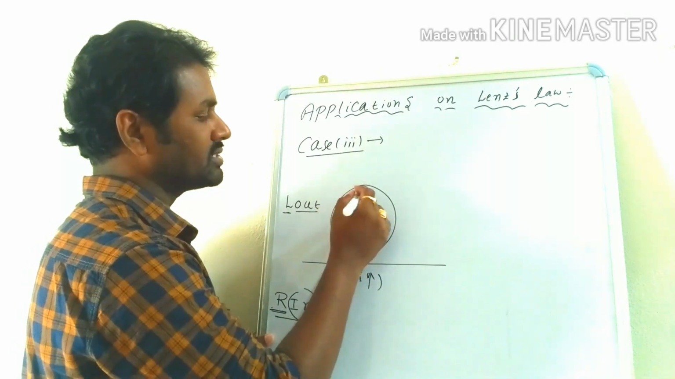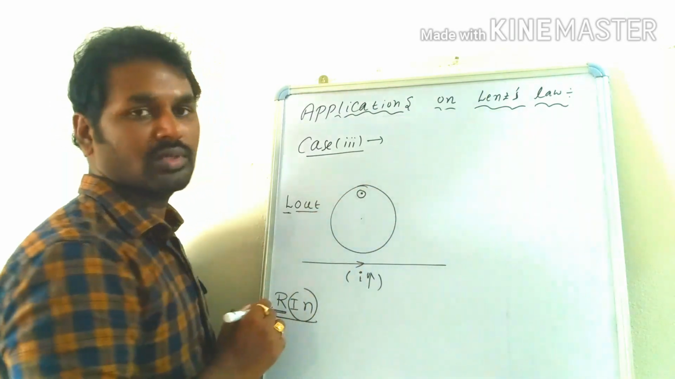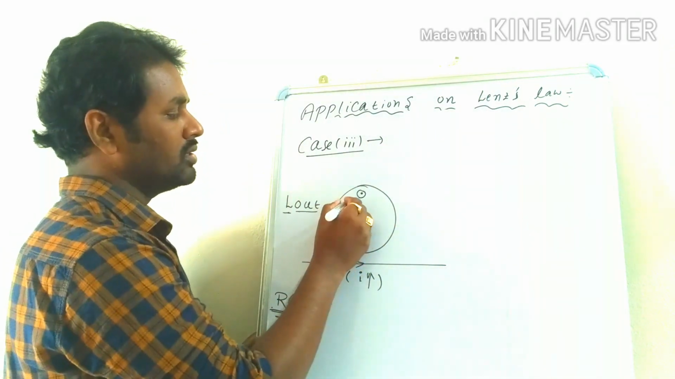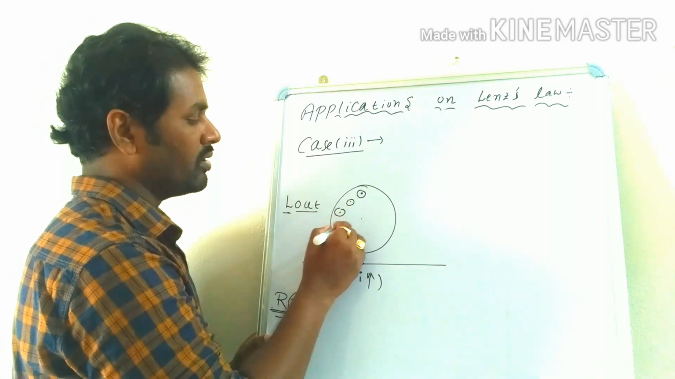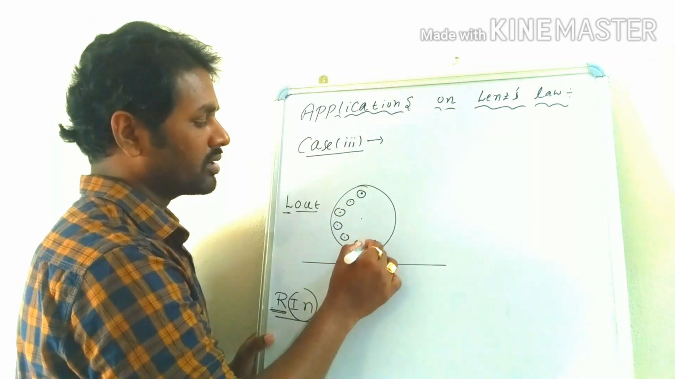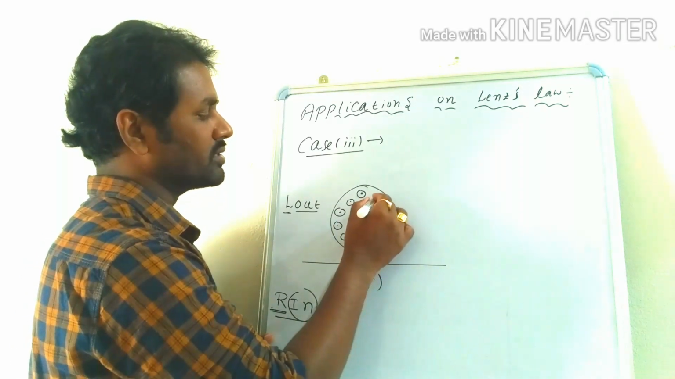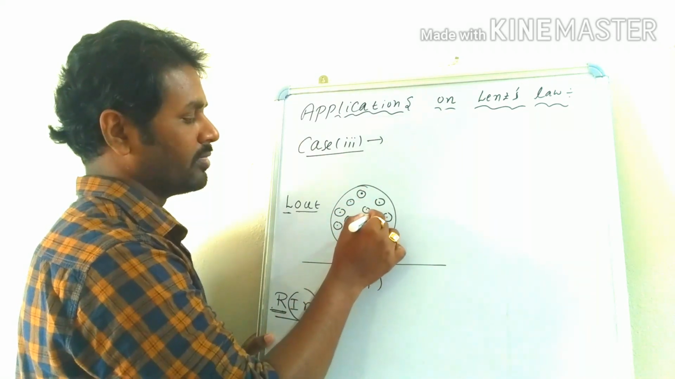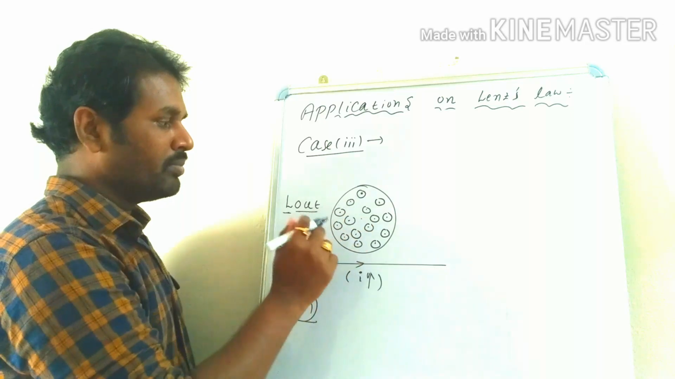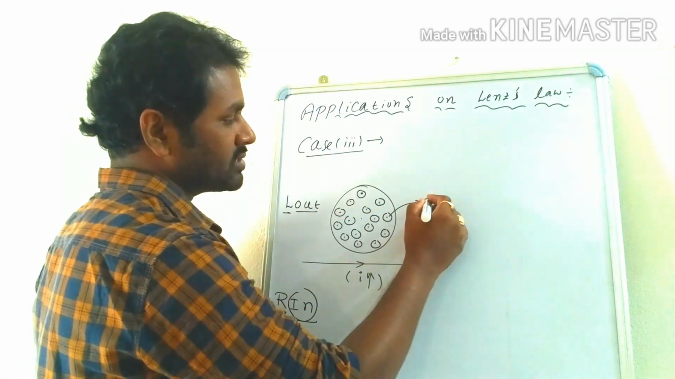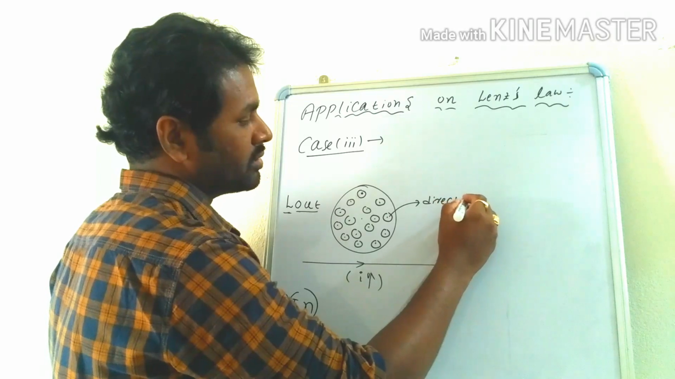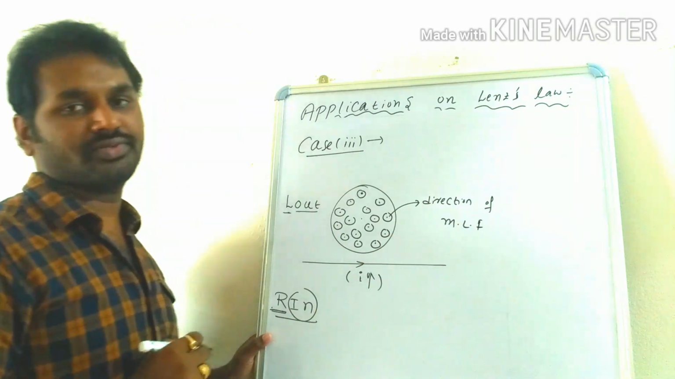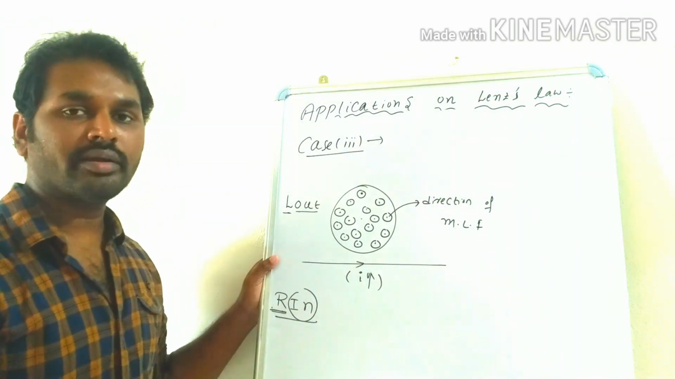The symbol for out of the board is a dot. Into the board, you can use the symbol cross. Here it is out of the board. So I am taking the symbol of magnetic lines of force coming outside in this manner. We can take so many like this. So the symbol represents the direction of magnetic lines of force due to this current carrying conductor.